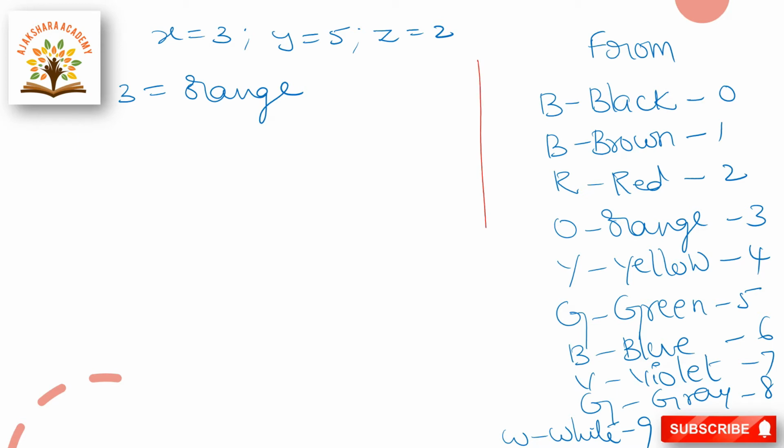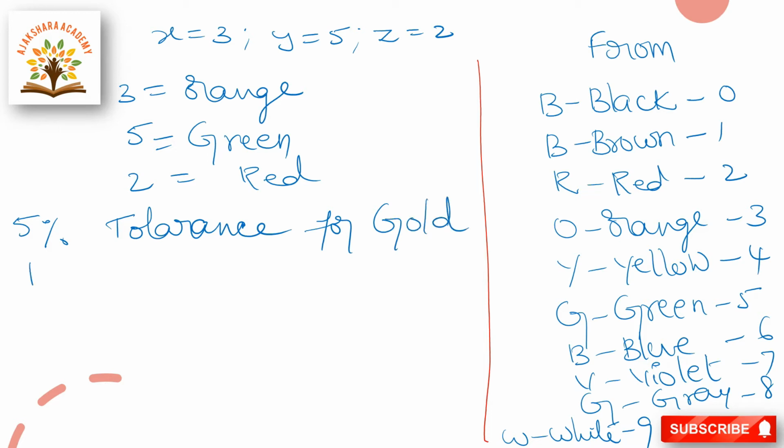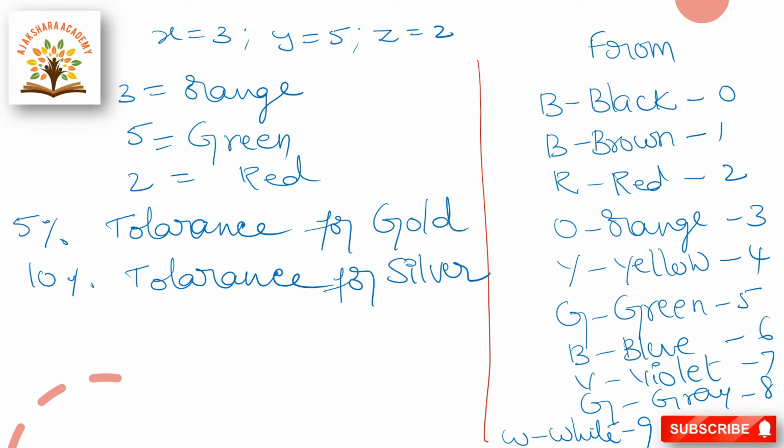This is the codes. From this we are writing here 3 orange, 5 green and 2 red. 5% tolerance is for gold, 10% tolerance is for silver. So orange, green, red and gold.